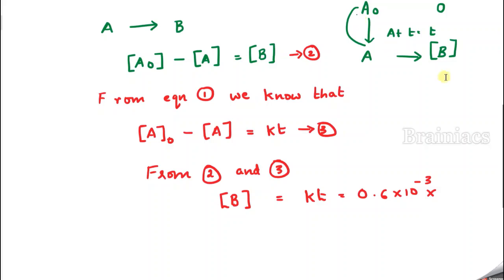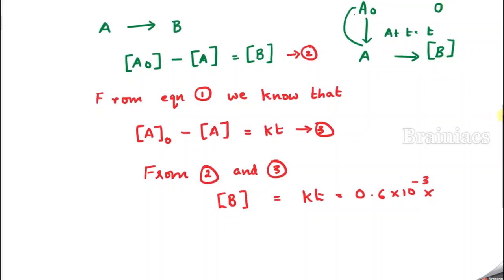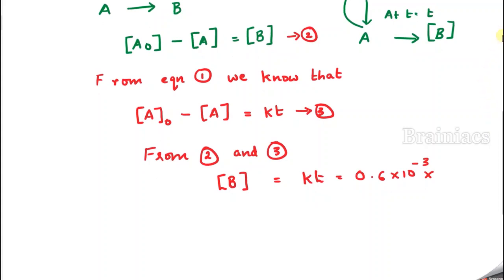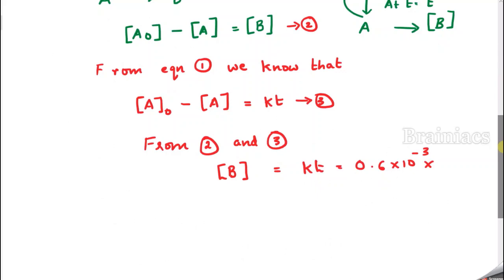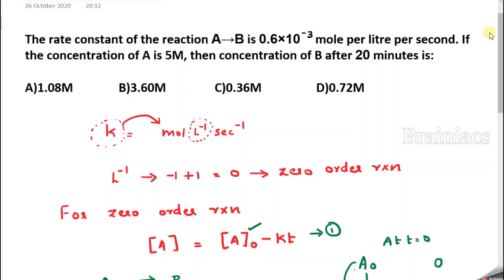So they are asking at what time they need to know the amount of B formed. They have given it like after 20 minutes they want to know, correct? So we will substitute there 20. Okay, so if you calculate this, what will be the answer? You are getting 0.72 molar. So the amount of B formed after 20 minutes is equal to 0.72 molar, correct? So the concentration of B after 20 minutes is 0.72 molar.